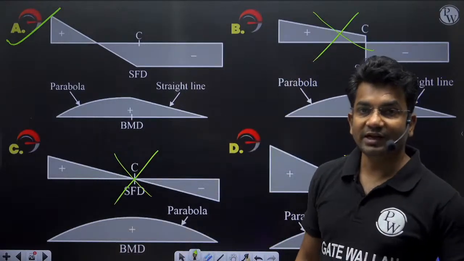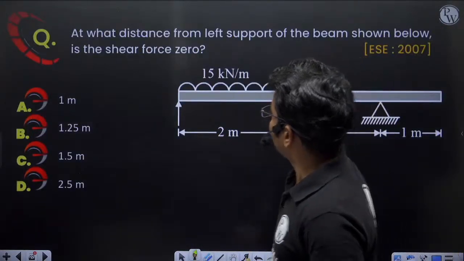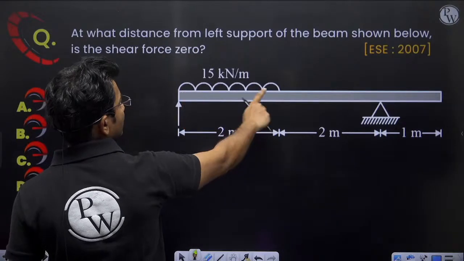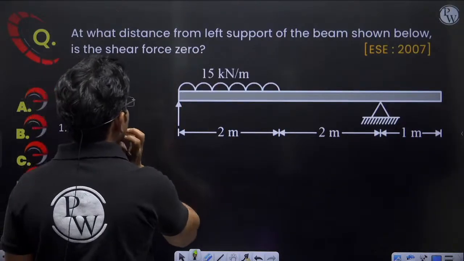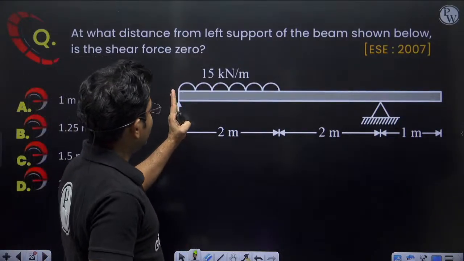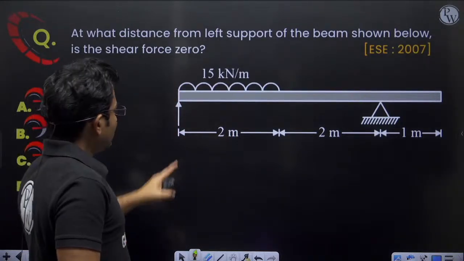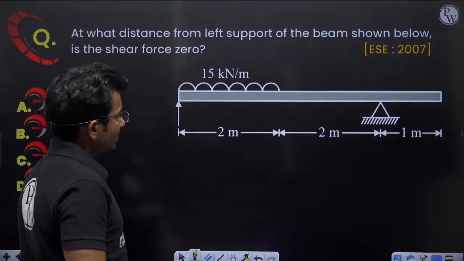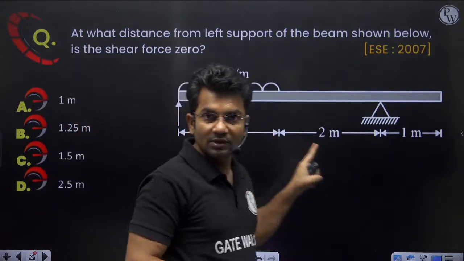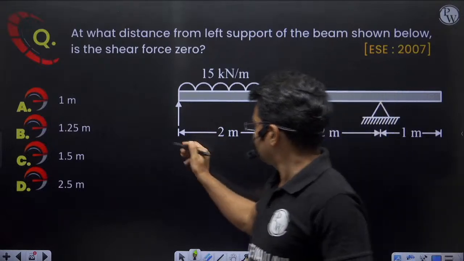Right. Let's move on to the next question. At what distance from the left support of the beam shown below is the shear force 0? This is the left support, and at what distance will I be getting shear force 0? So let us first calculate the support reaction. What will be the support reaction? So let us say this is RA.